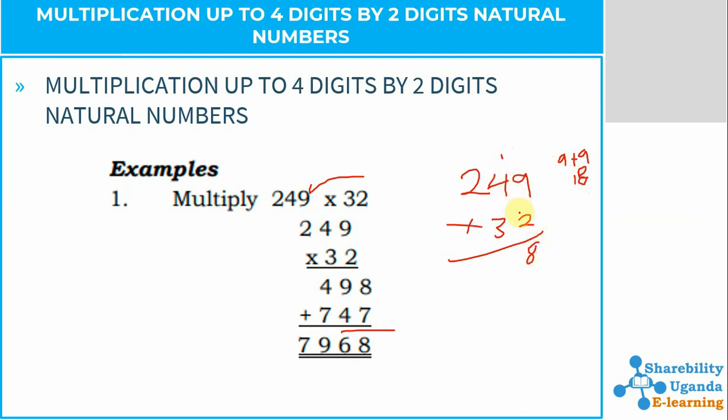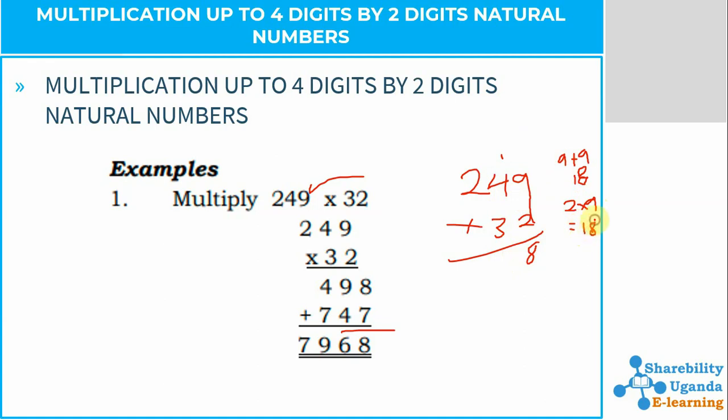Then you also come here and say 2 times 4. 2 times 4, you get your answer as 8. To state it very well, our first answer, we said 2 times 9, and we got our answer as 18.